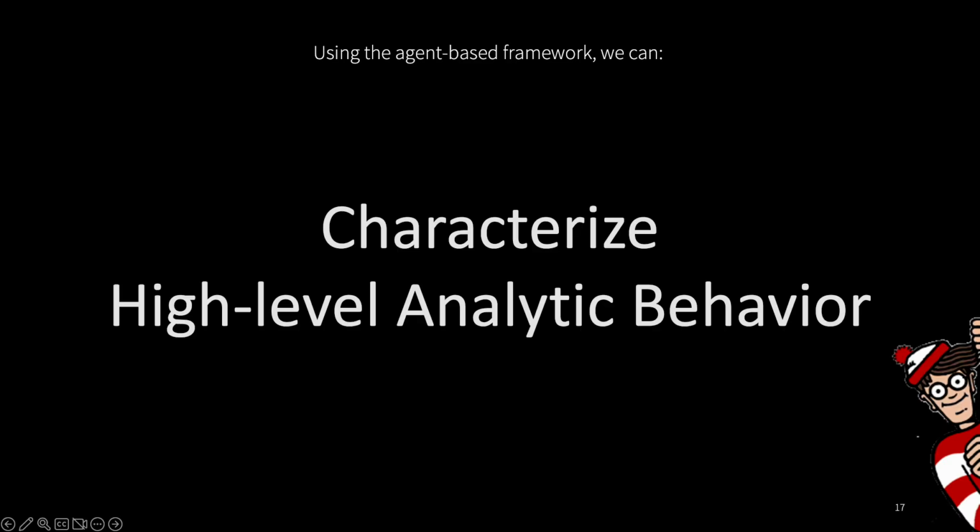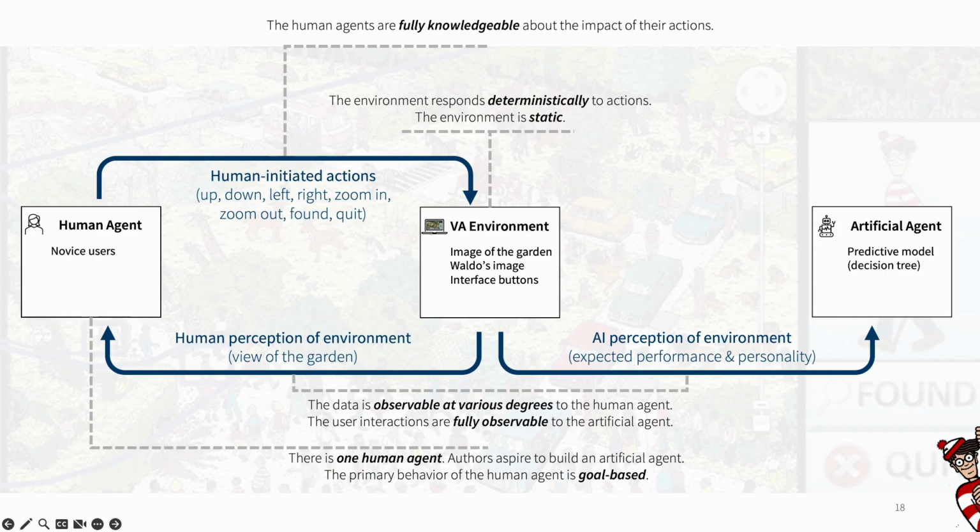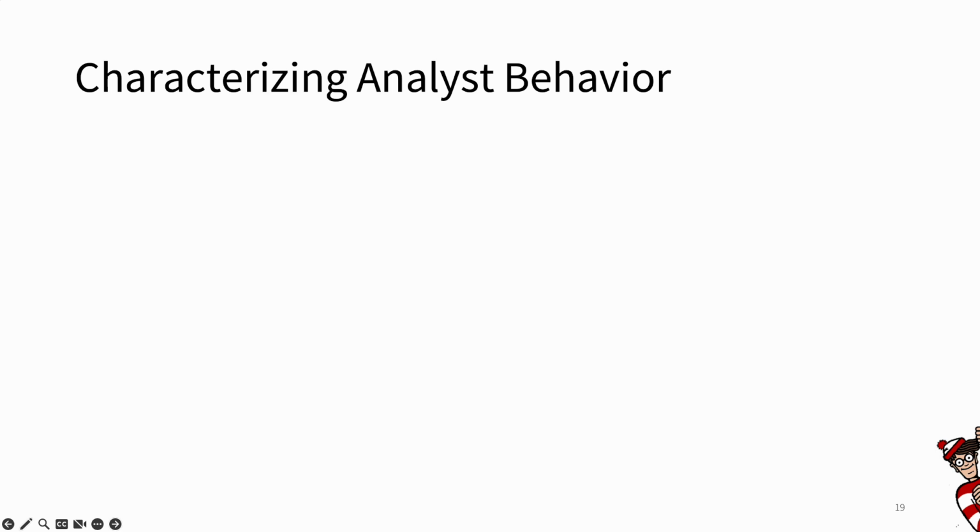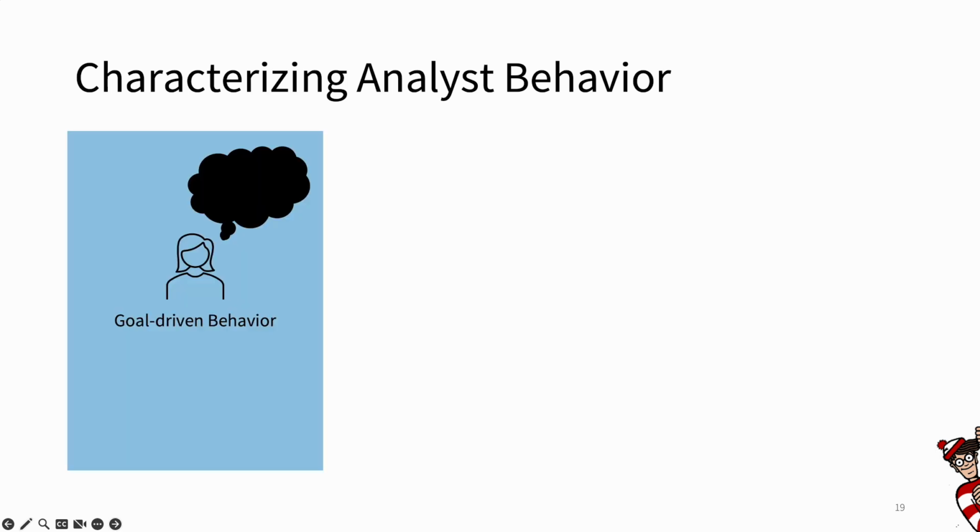Next, let's look at how we can use our framework to characterize high-level analytic behavior of the players. Going back to this view, we argue that the human agent primarily exhibits a goal-based behavior. Let's take a closer look at different kinds of high-level behavior the player may exhibit. In the goal-driven behavior, which we consider to be the primary one for this game, the player is aiming to find Waldo, and that goal drives their interactions with the interface.